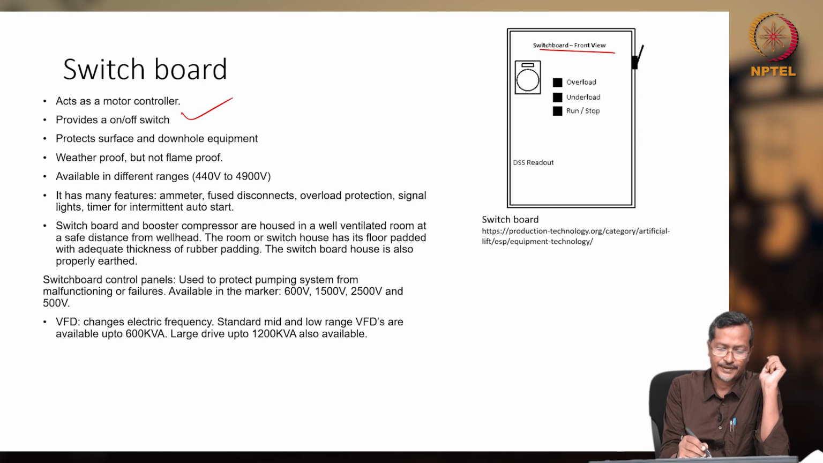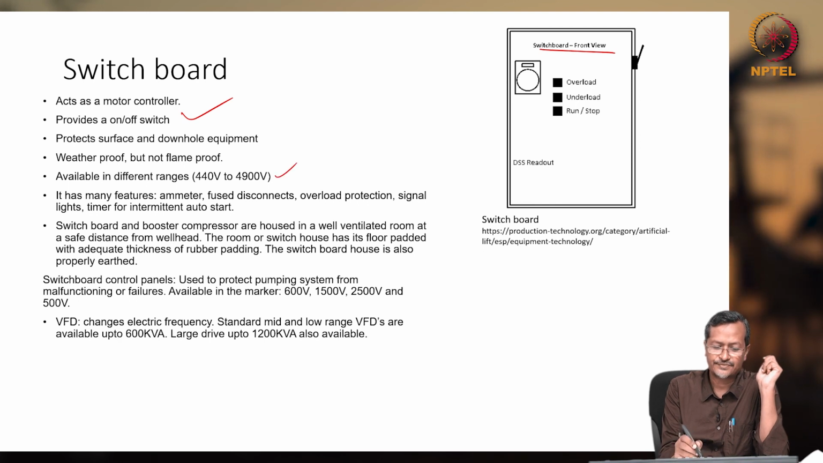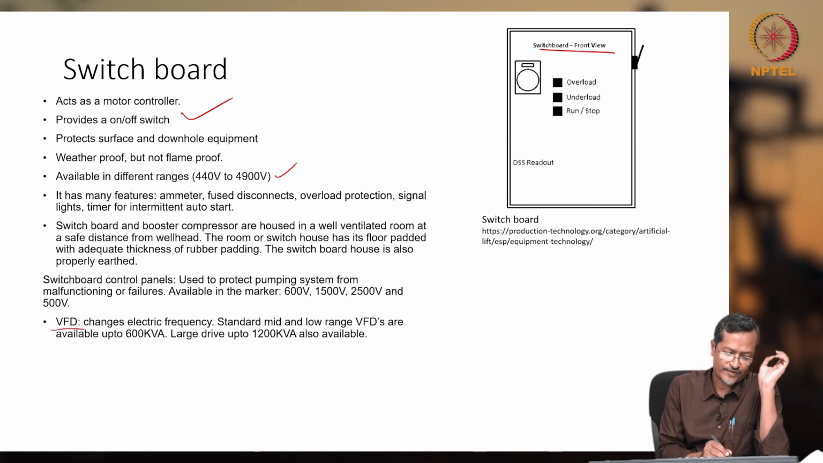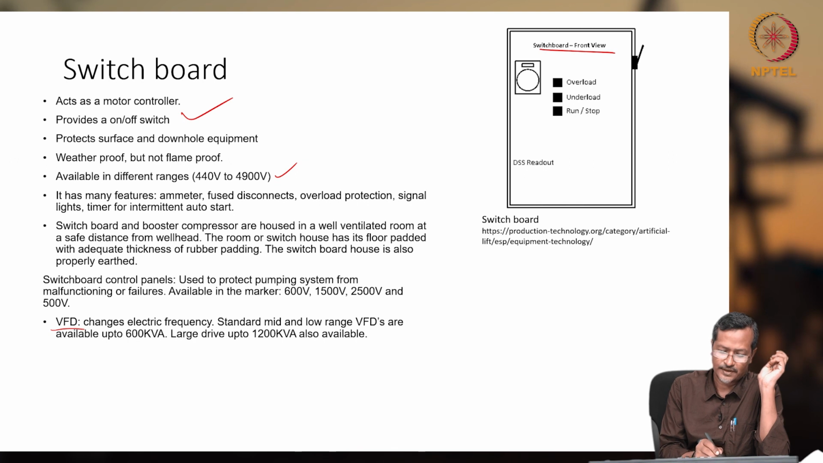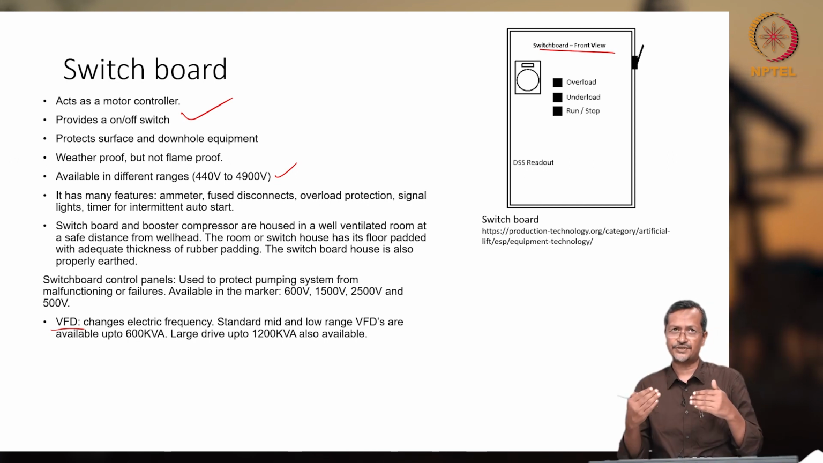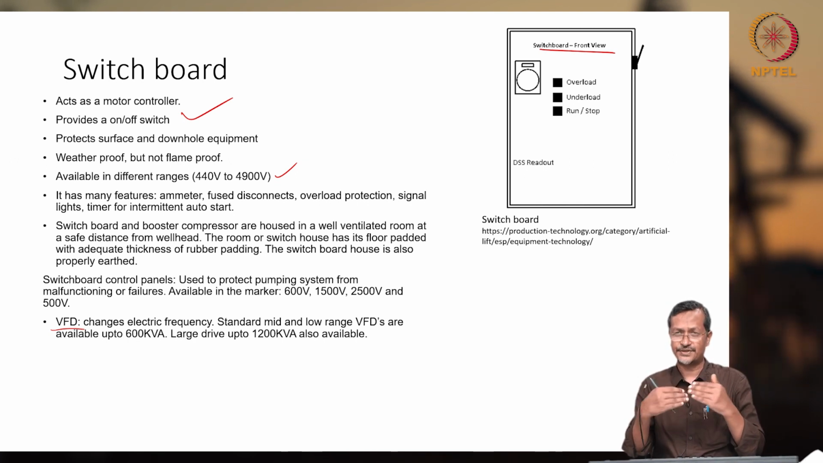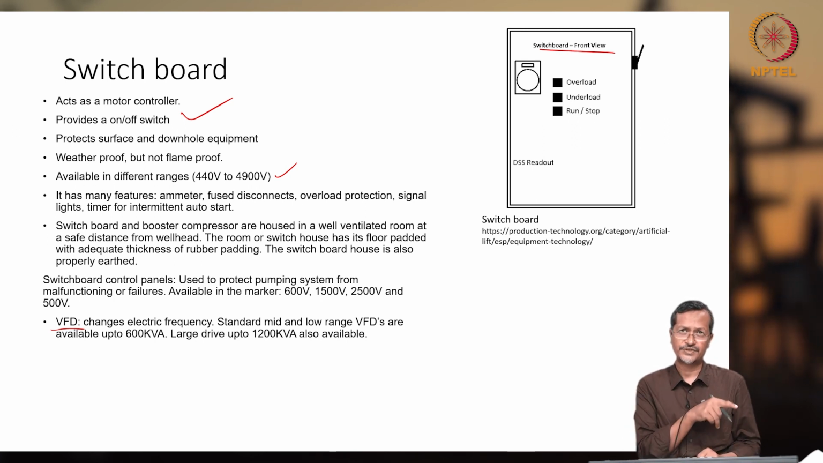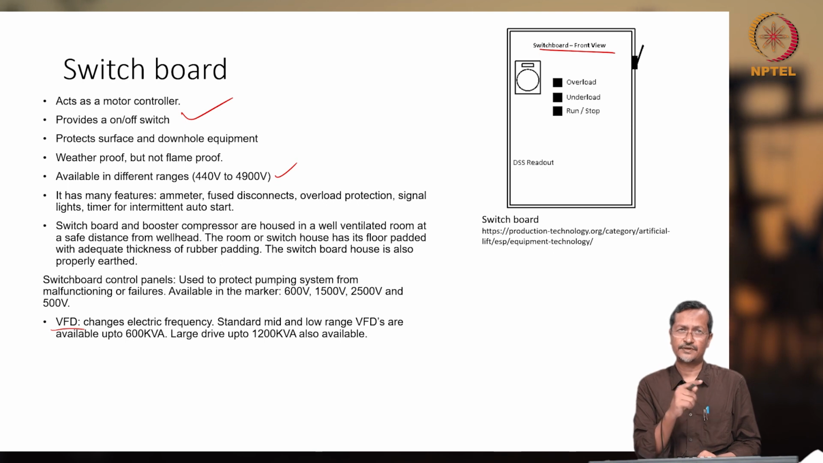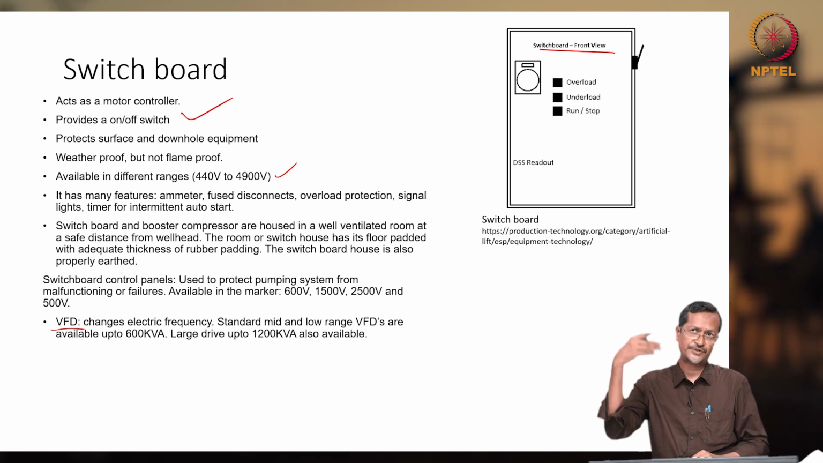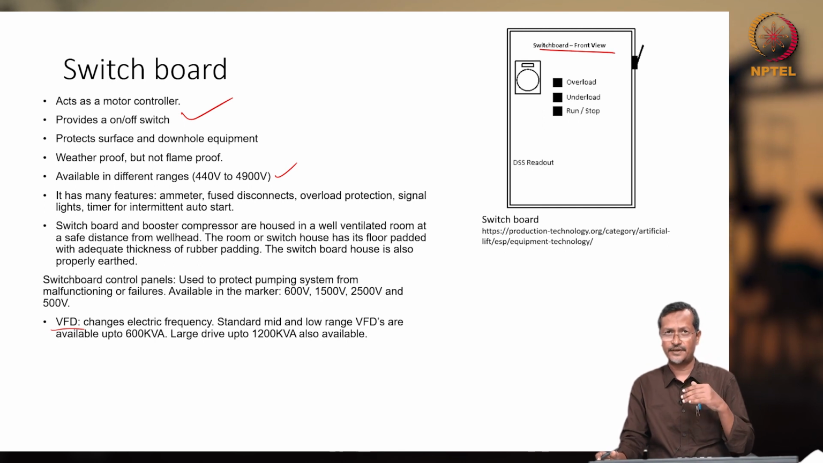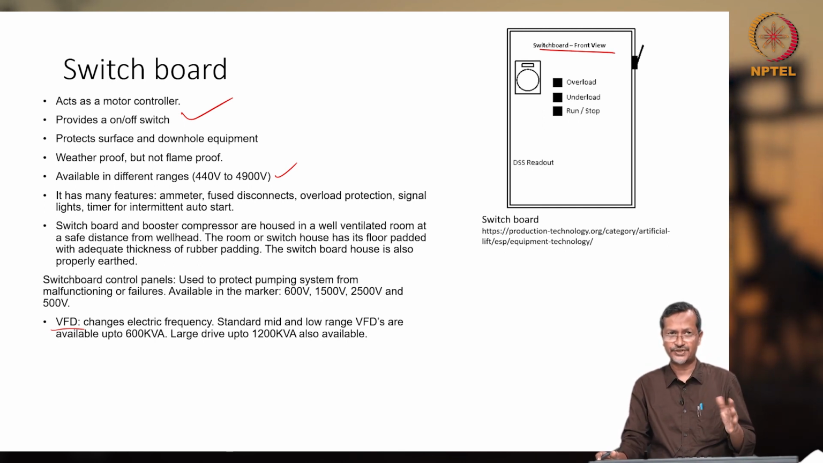The switch box will have an on-off switch, and different ranges are available, 440 to 4900 volt, around 5000 volt. And it will have one VFD, variable frequency drive, also. The variable frequency drive actually changes the electrical frequency, from 60 hertz to 50 hertz. If you are changing the electrical frequency, your motor speed will change. Motor speed changing means your pump speed is changing. Pump speed changing means your whole fluid column or hydrostatic head development, or the energy added into the fluid, will be changing.